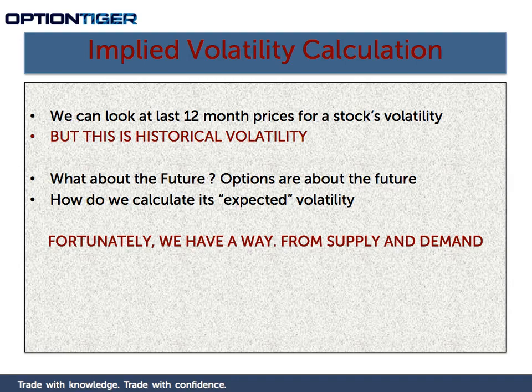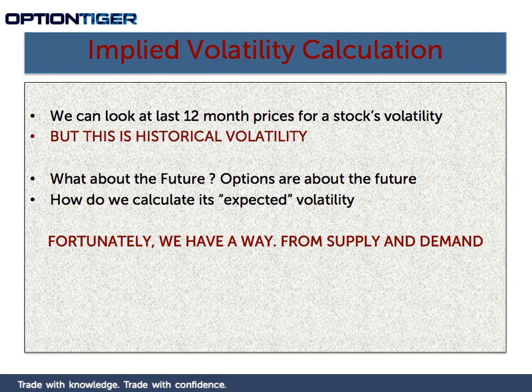And this is critical because options are about the future, whether it's 30 days away, 60 days away, or 180 days away. Options are about the future. And then to know the price of an option, you need to know the future volatility, or the expected volatility, of this stock going into the future. So how can we calculate the volatility of the stock for the future? We really can't do that.